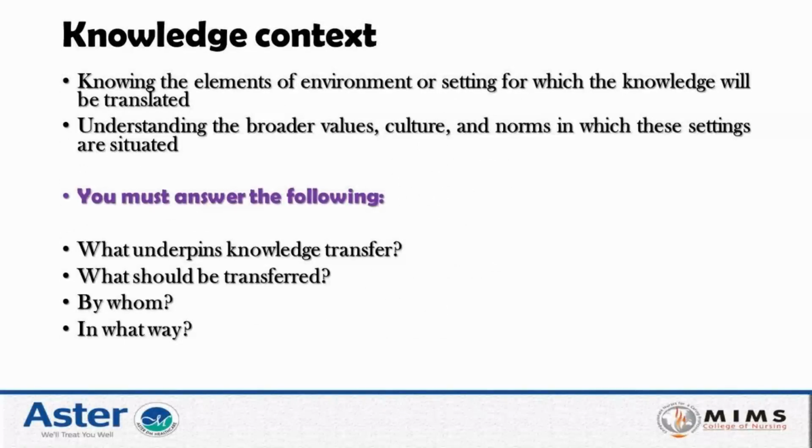Then knowledge and its context. I have told you earlier that when we think about research and findings and knowledge translation, we should remember where we have to apply this. The context is very important. It means knowing the elements of the environment or setting for which the knowledge will be translated. That means where you will use these findings. Understanding the broader values, culture and norms in these settings is very important.